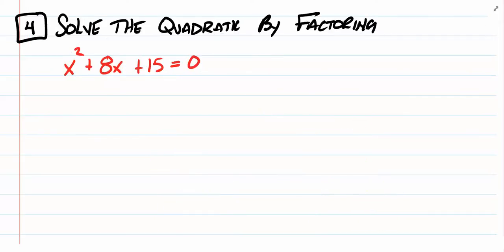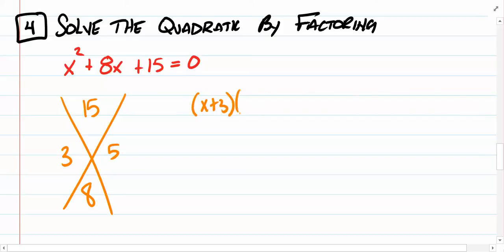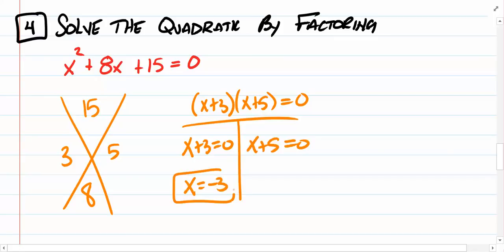Box number 4, we're going to solve this quadratic by factoring and using the zero product property. This is a diamond problem method, so 15 goes here, 8 goes here, probably 3 and 5 work because 3 times 5 is 15 and 3 plus 5 is 8. So therefore we get this, we get x plus 3 times x plus 5 is now equal to 0. Using the zero product property, we can see that x plus 3 is equal to 0 or x plus 5 is equal to 0. So therefore x would have to be a negative 3 or x would have to be a negative 5.